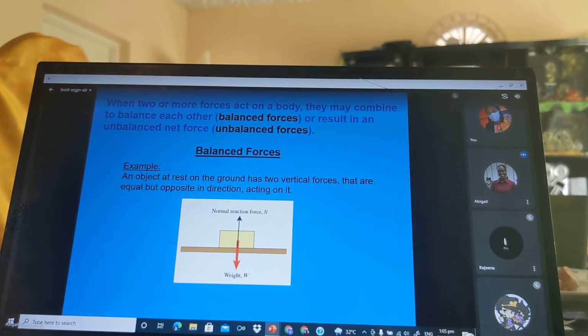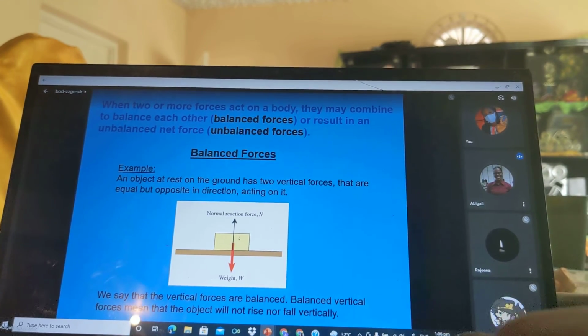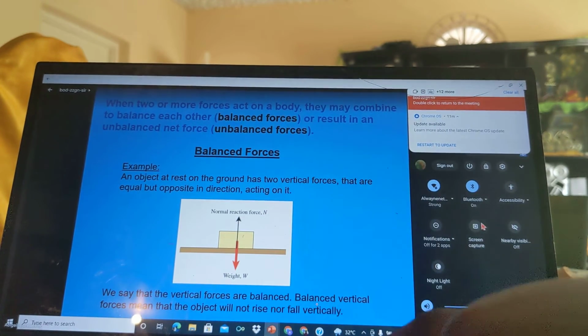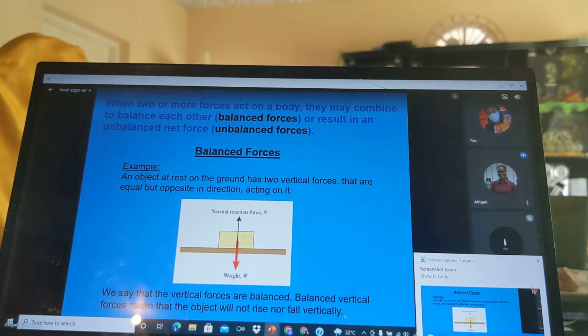For the reaction force that the chair is giving, you're going to both feel the chair, right? So you're going to have an action in a particular direction. But when they balance each other, you're going to have the magnitudes cancelling out because the direction is opposite. So we will say that the vertical forces here are balanced, right? And balanced vertical forces will mean that objects will not rise nor will they fall vertically.